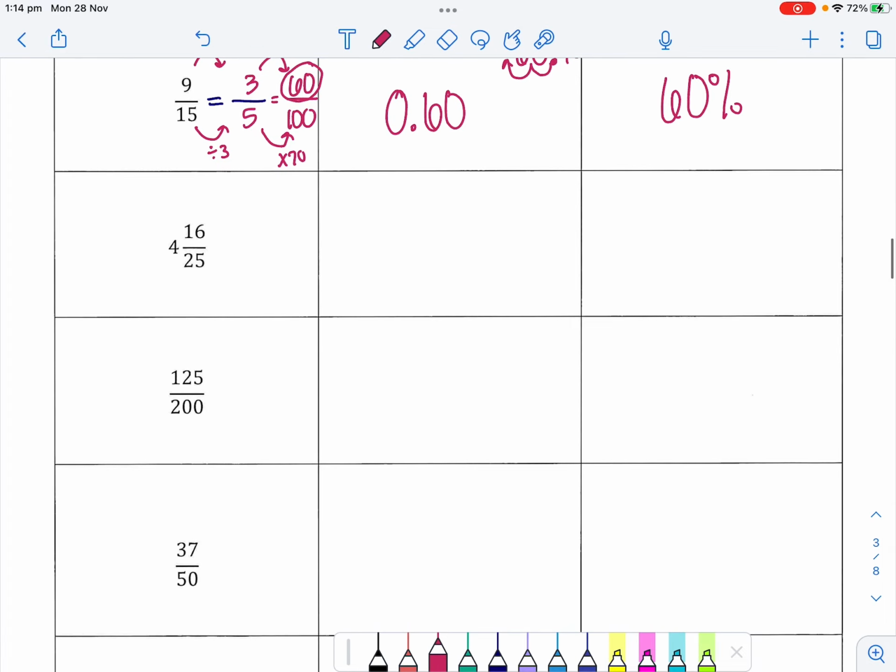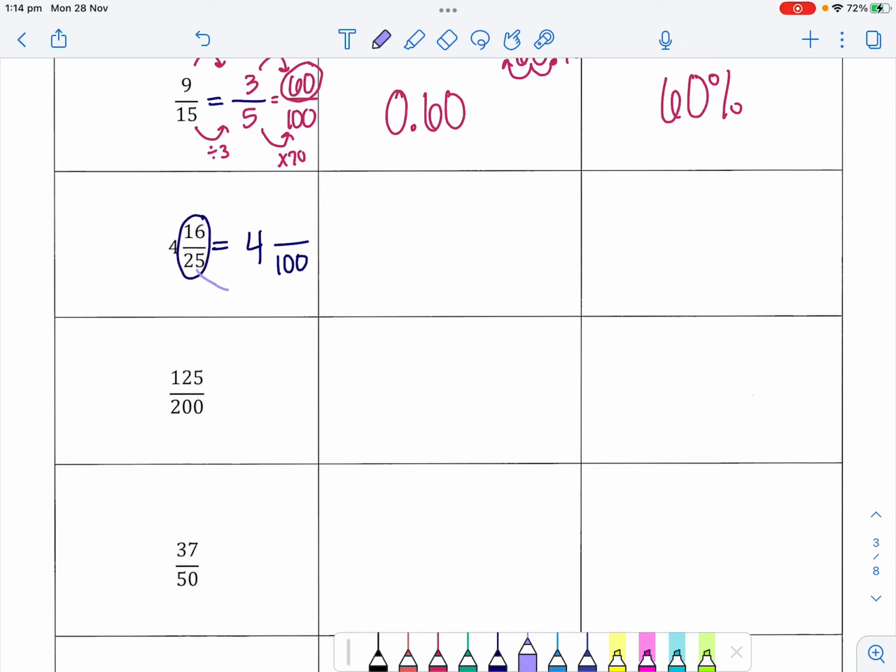Now in this third one, we have 4 and 16 out of 25. And I'm going to look at this fraction. I'm going to say, can I get this to be something out of 100? The answer is yes, but I need to keep that 4 that's in front. That 4 is important. It's there for a reason. It represents a value bigger than 1. So this is going to be a percent that's bigger than 100.